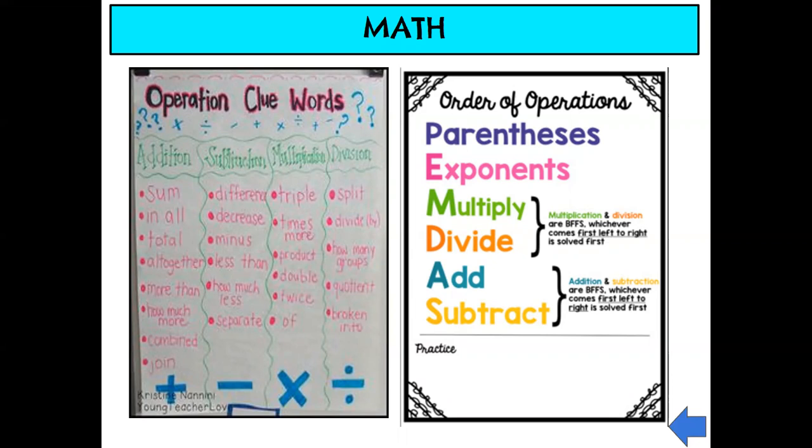Then there's division, where you're splitting things. So you may see the idea of something being split so that you can have equal shares, equal pieces. Divided by, how many groups, because dividing is putting things in individual groups that are equal. Quotient, broken into, share, each. All of those are words that we have talked about and discussed in school that help us understand clue words. I'm sorry, word problems and how to interpret those word problems.